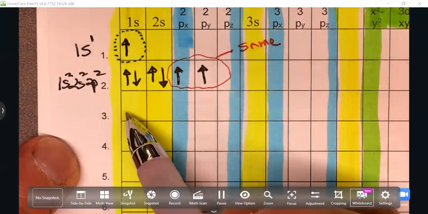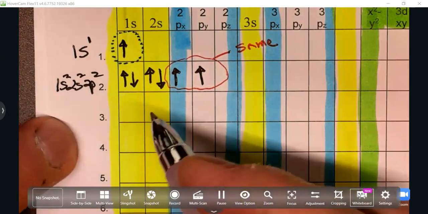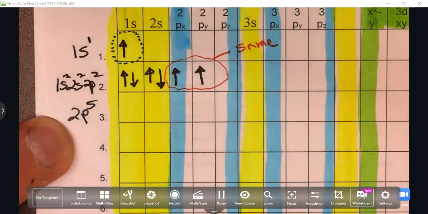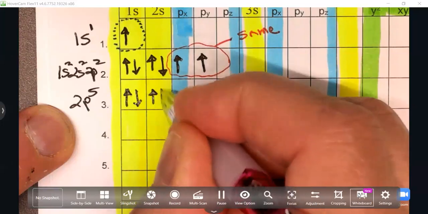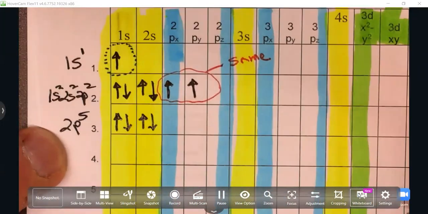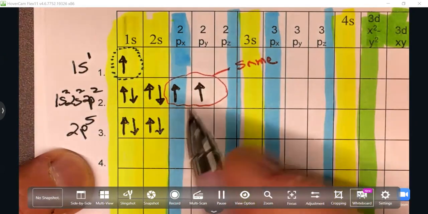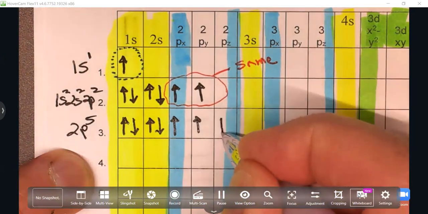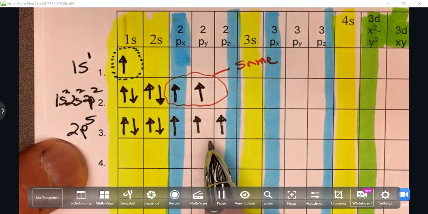If we go to fluorine, fluorine ends in 2p5. So I'll just put 2p5. We'd have one up, one down. Now, if we practice the way Hund's rule does this, I'm going to put 3 up first. That would be 2p3, right? I could start with 3 up or 3 down for 2p3.